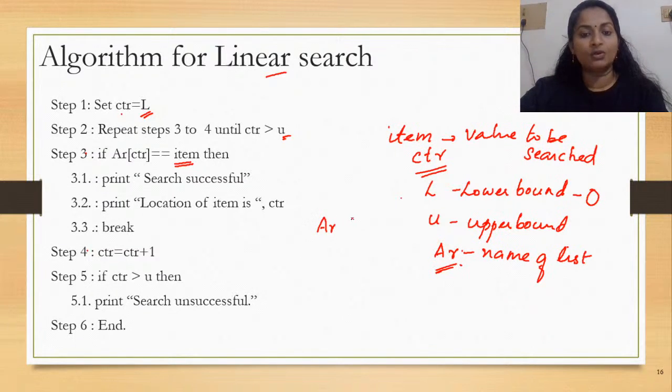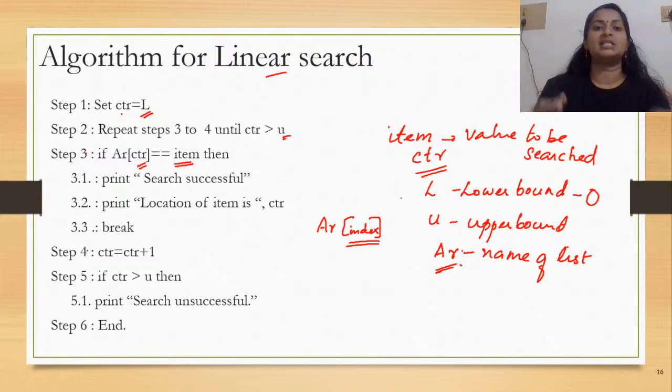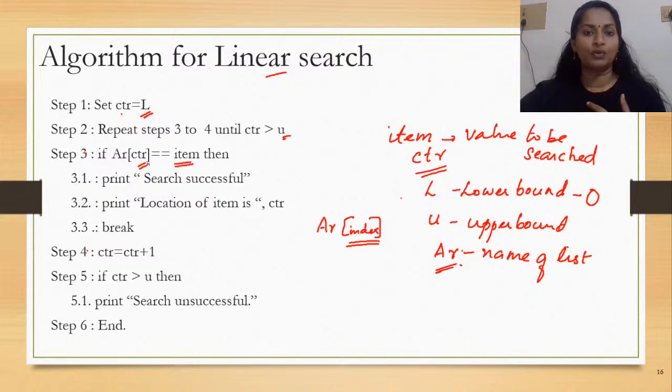The name of the list followed by the index, right? Now, how is the index progressed in our algorithm? Using the variable CTR, right? So AR of index. What do I point to by writing AR of index? I'm pointing to the element at position CTR in your list, right? So if AR of CTR is equal to item, that means the element is present.